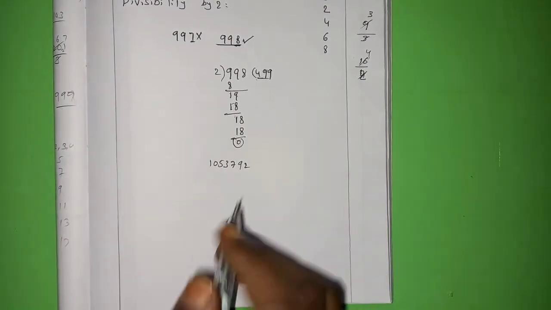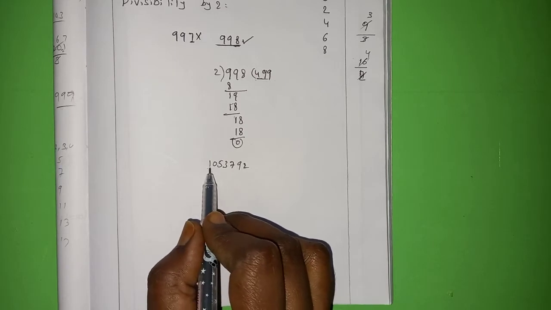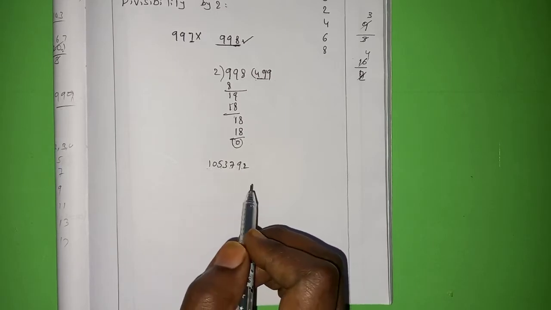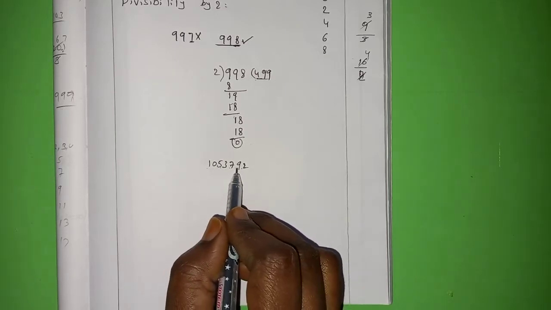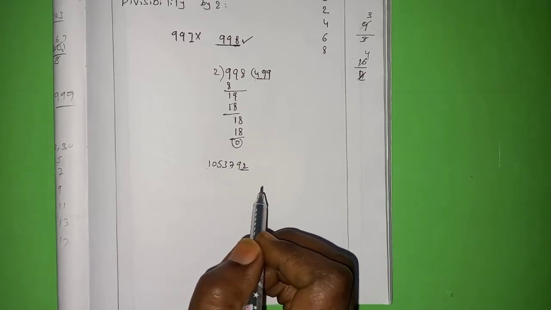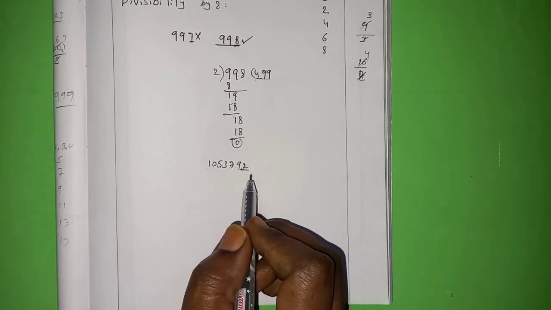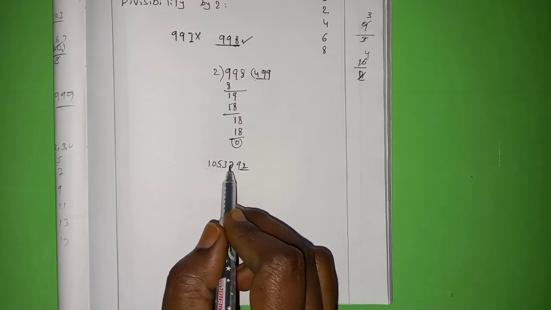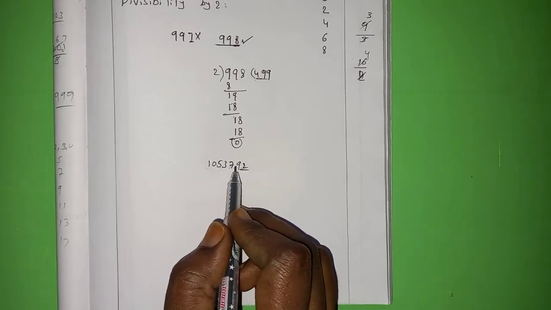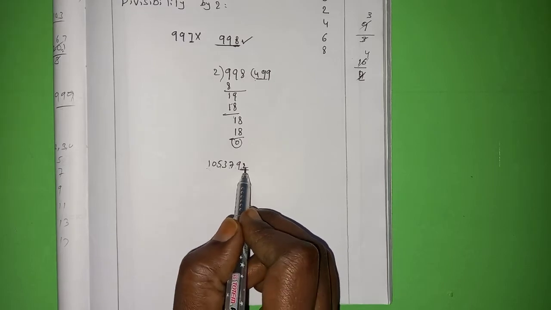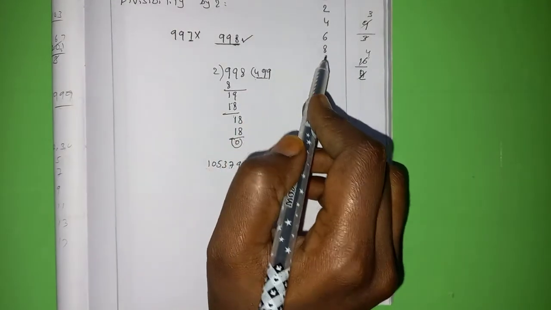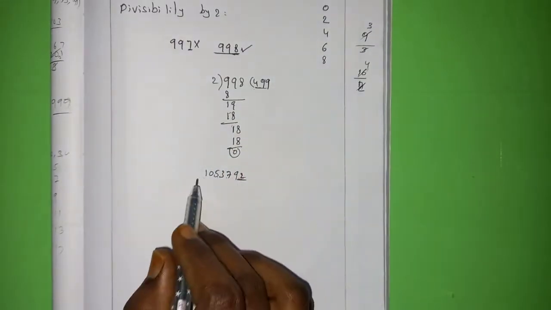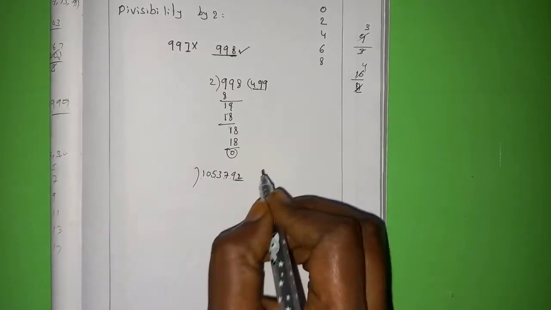1053792. See, just look at this number. Almost all are odd numbers, but the last digit is 2. Last digit 2 means the number is an even number. Even though there are n number of odd numbers in a big number, if the last number ends with 0, 2, 4, 6, 8, then that number will be easily divisible by 2.